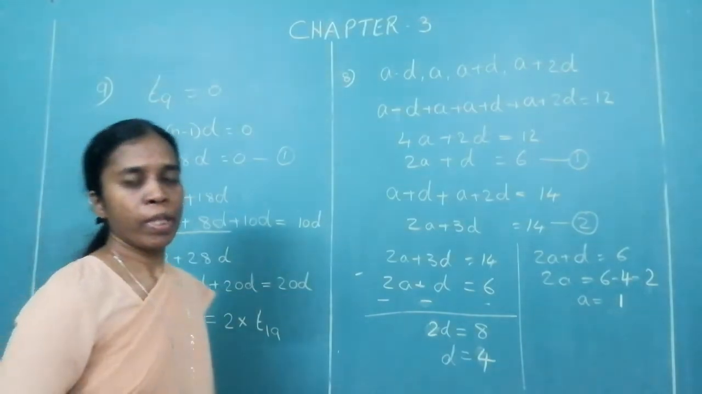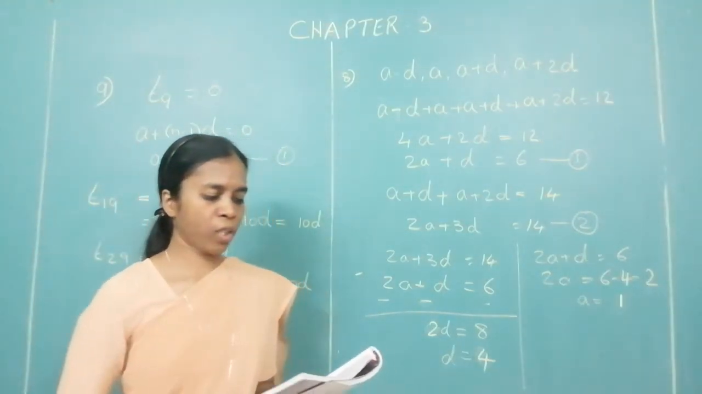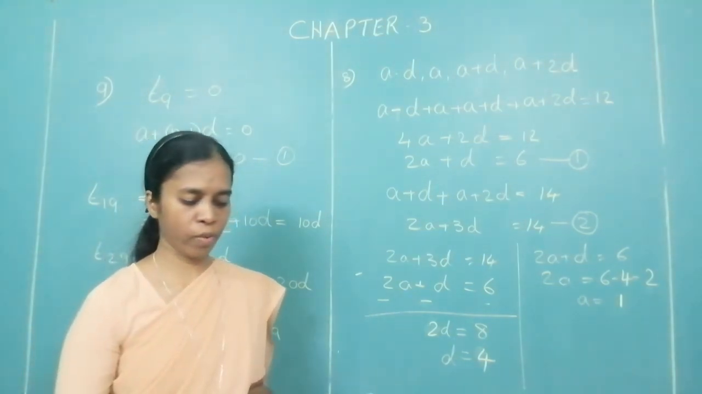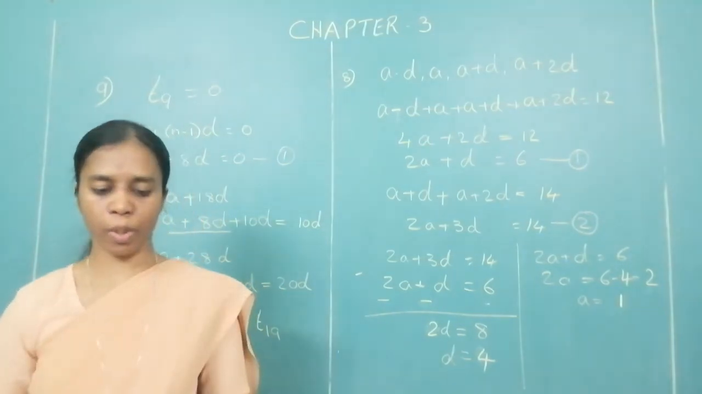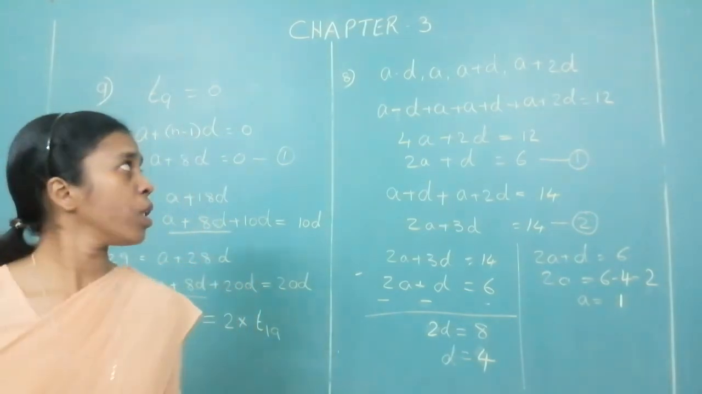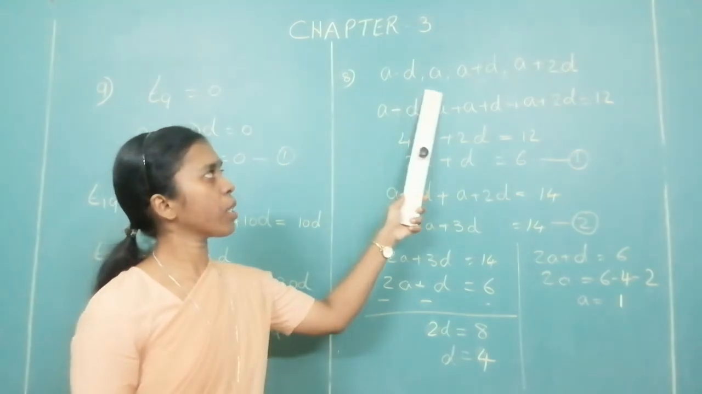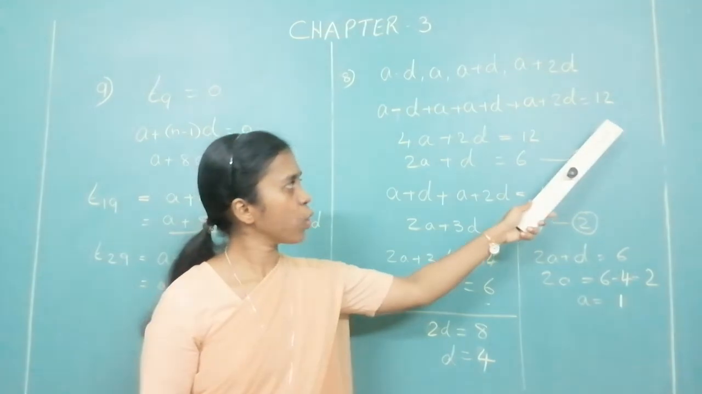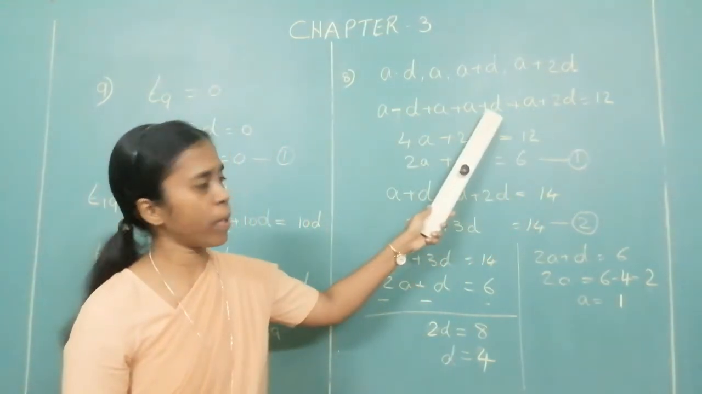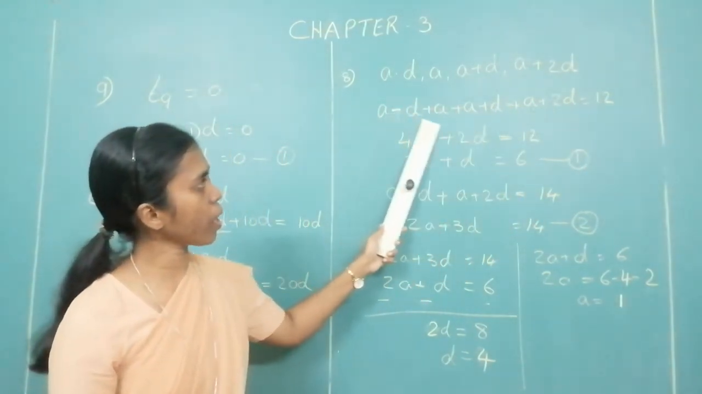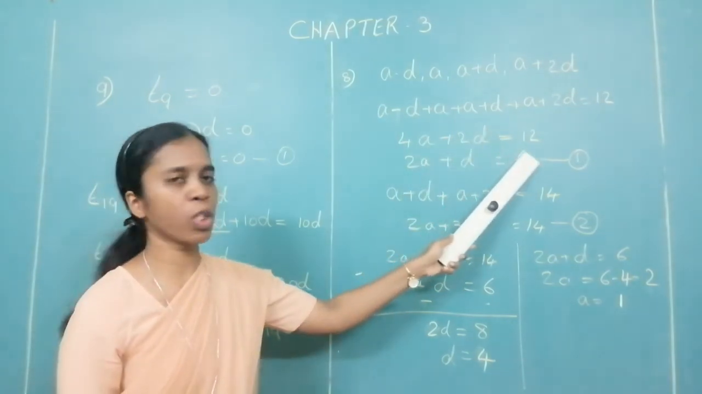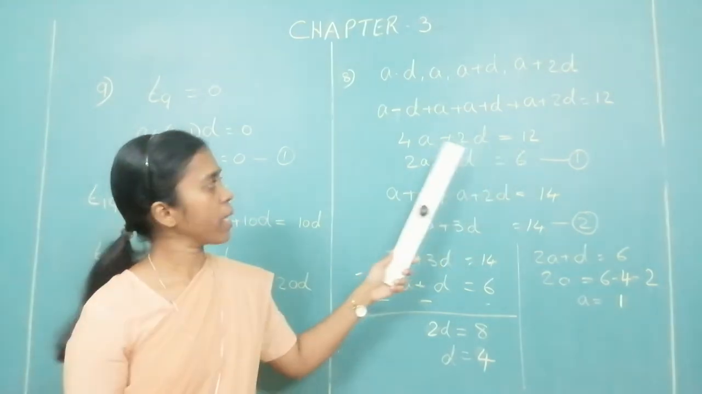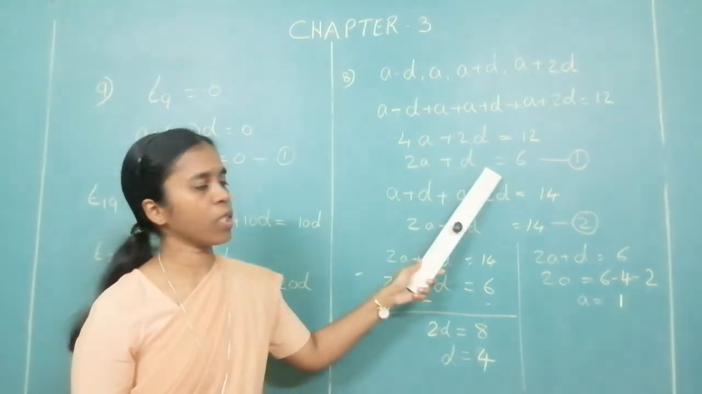Let us look at question number 8. Find 4 consecutive terms in an AP whose sum is 12 and sum of third and fourth term is 14. We are given the terms A minus 3D, A minus D, A plus D, A plus 3D. Sum means add all of them, 12. When you solve it, minus D and plus D get cancelled. What remains over there? 4 A's are there, plus 2D, that is equal to 12. 2 is common, so you cancel it. You have 2A plus D is equal to 6.